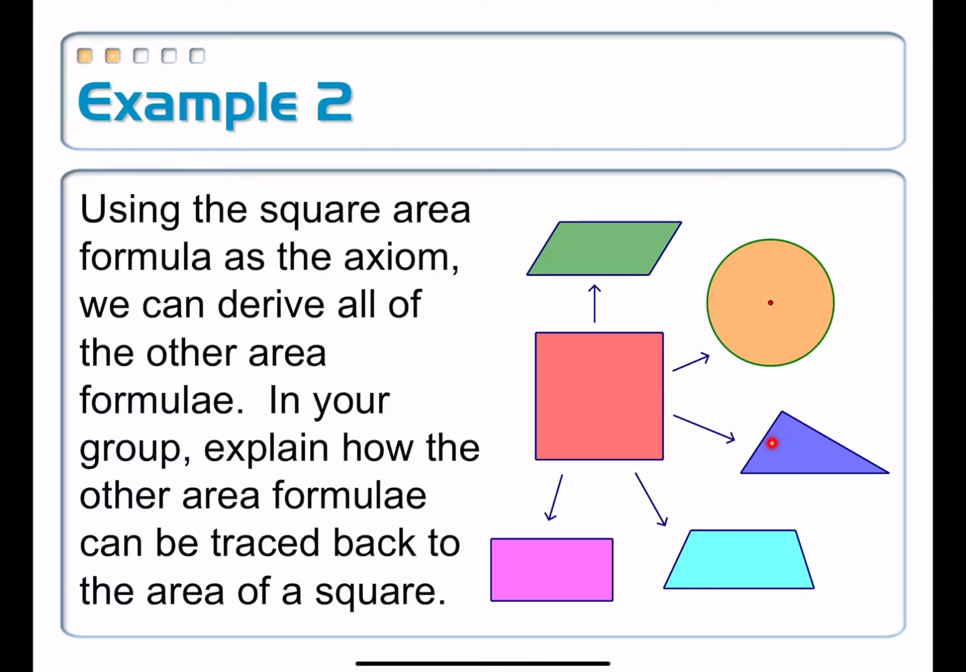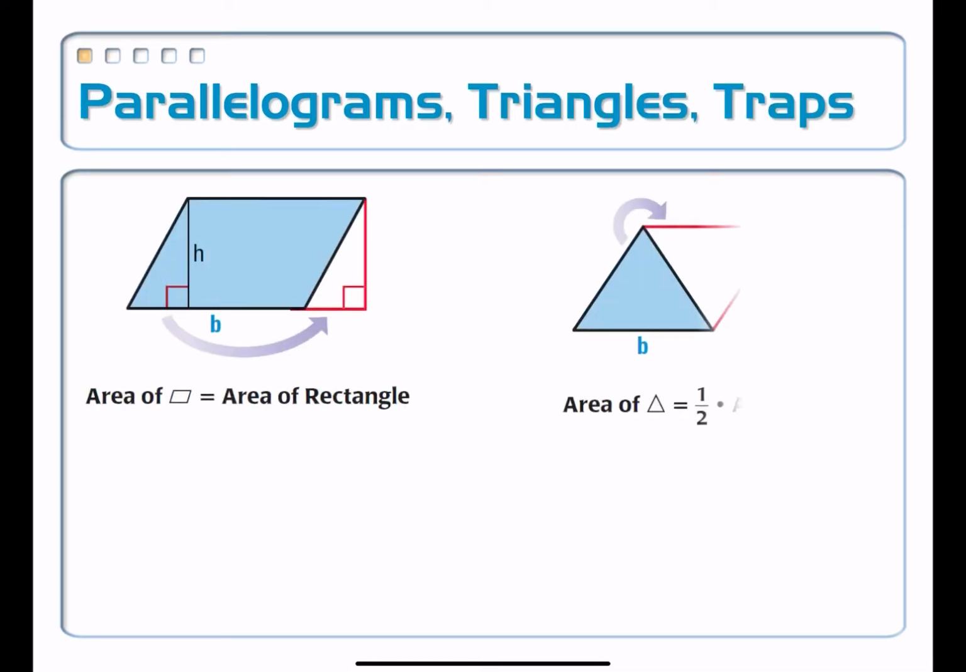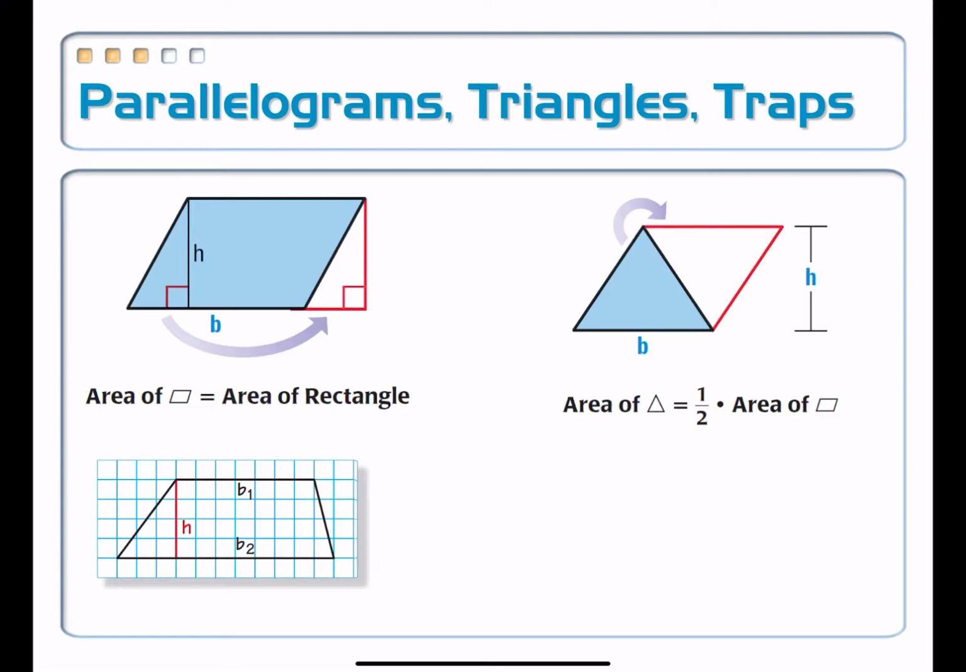And notice that the triangle traces itself all the way back to the square, because the triangle is based on the parallelogram, which is based on the rectangle, which is based on the square. Next up is the trapezoid. So we have these same series of shapes here, and here is a diagram of a trapezoid. It's drawn on a piece of graph paper so that we can really visualize what's going on here.